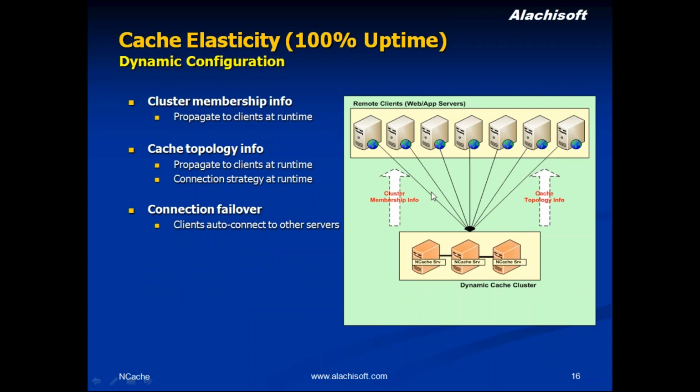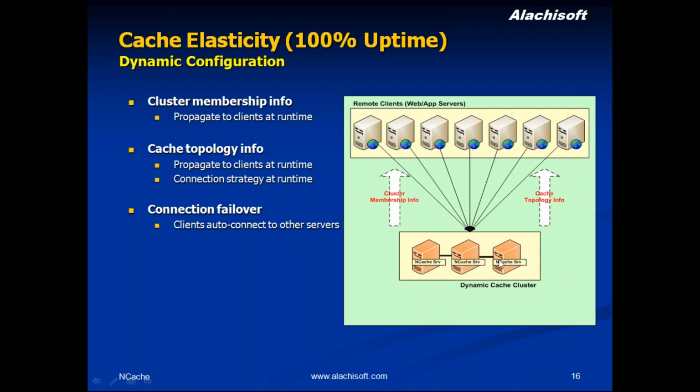There's an in-memory map which is propagated to the clients and which gets updated each time there's a change in the cache. So these maps, the cluster membership information and the cache topology information map, get updated as soon as there's a change in the cache cluster. There's also connection failover support alongside that.